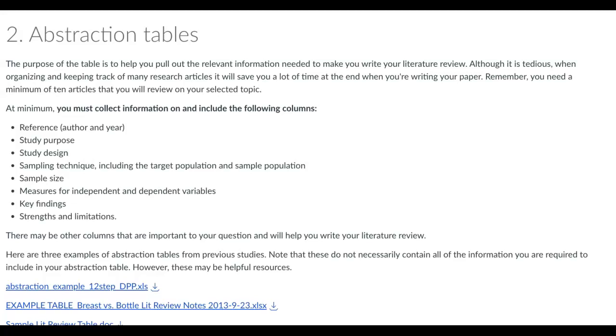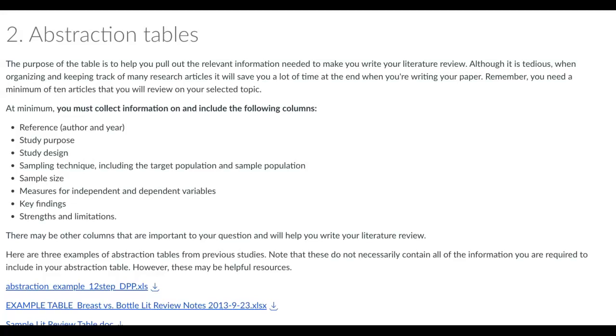The next column should be the key findings of the study. So at a high level, what were the big key findings from that study? And then strengths and limitations. I would encourage you to think beyond the strengths and limitations stated in the paper and actually think about what those strengths and limitations are given the information from the research article. You might find that you want to include additional columns depending on your research question.